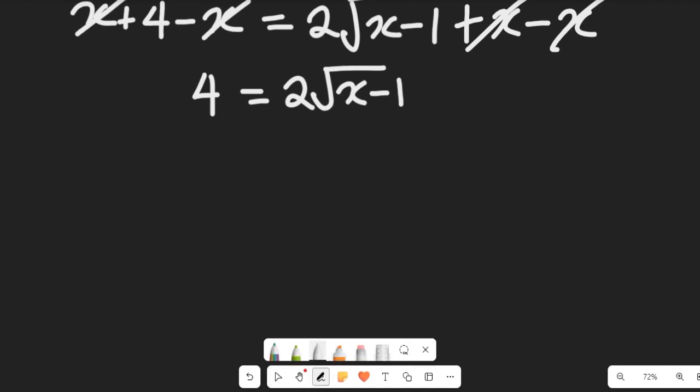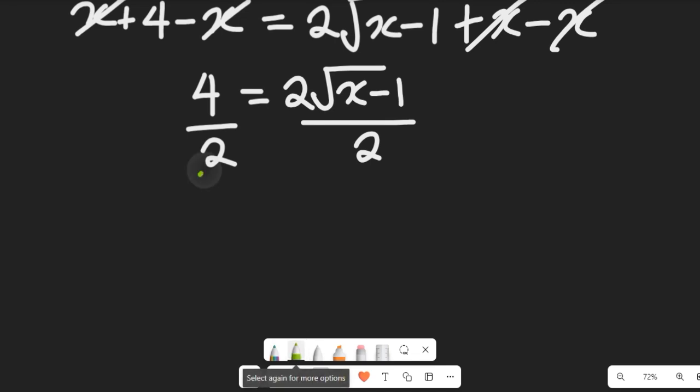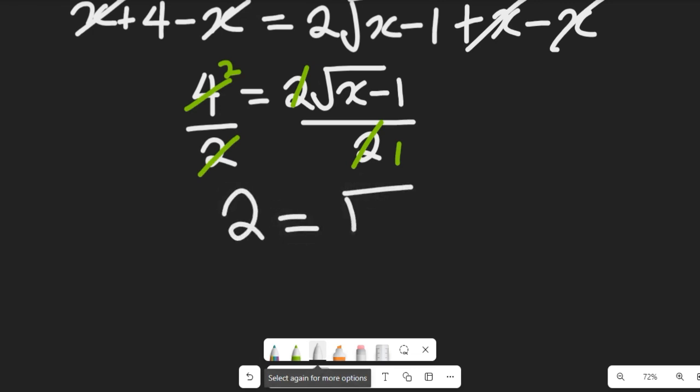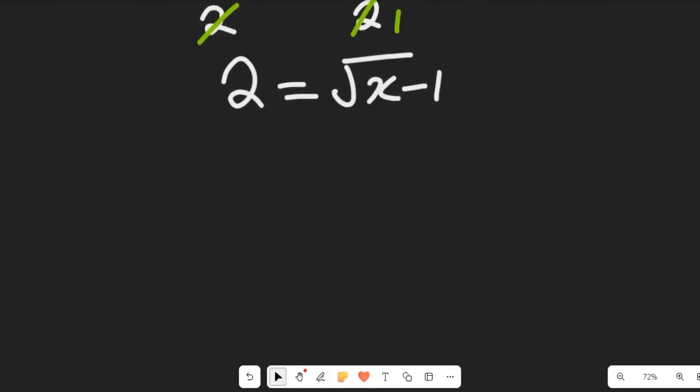To simplify, what we need to do is first divide both sides by 2. If we divide both sides by 2, 2 clears 2 to give us 1, and 4 divided by 2 is 2. Then we have 2 equal to the square root of x minus 1. Now, we have to clear the square root.